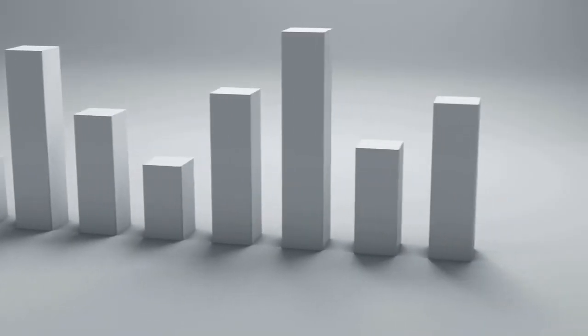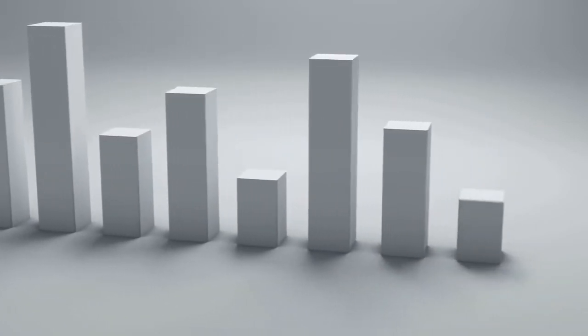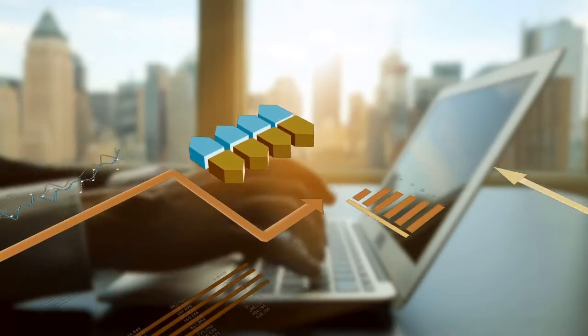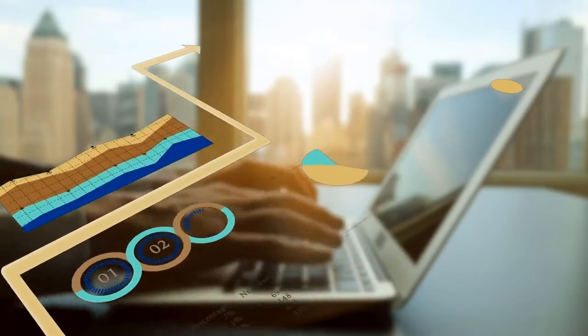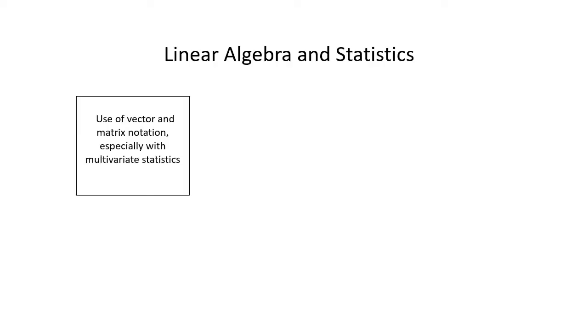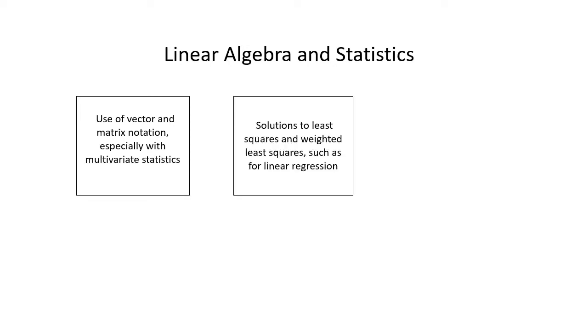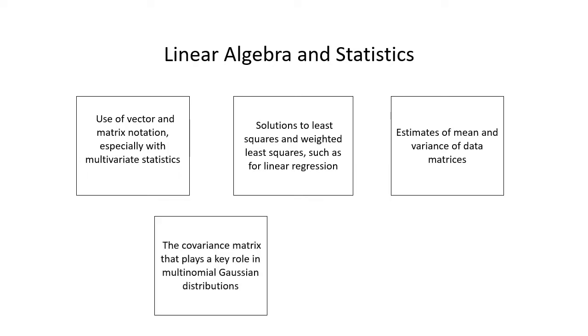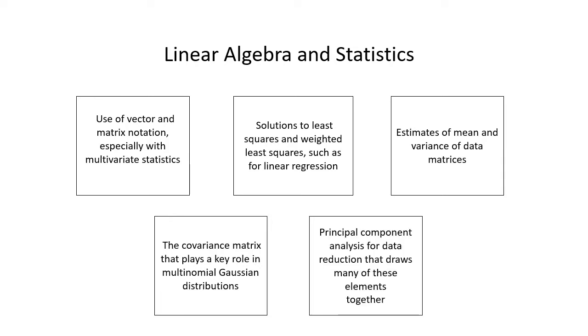Alright, let's briefly touch on linear algebra and statistics. Linear algebra is a valuable tool in other branches of mathematics, especially statistics. The impact of linear algebra is important to consider, given the foundational relationship between both fields, as they have in the field of applied machine learning. Some clear fingerprints of linear algebra in statistics and statistical methods include the use of vector and matrix notation, especially with multivariate statistics, solutions to least squares and weighted least squares, such as a linear regression problem, estimates of mean and variance of data matrices, the covariance matrix that plays a key role in multivariate Gaussian distributions, and principal component analysis for data reduction that draws on many of the elements together. Modern statistics and data analysis, at least as far as the interest of machine learning practitioners is concerned, depend on the understanding of the tools of linear algebra.